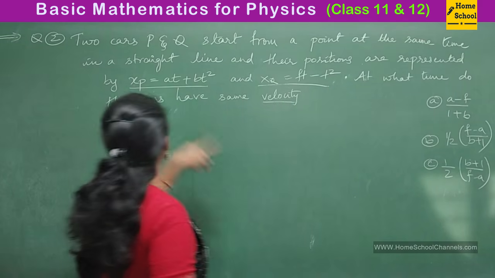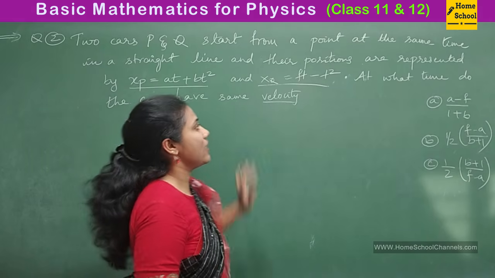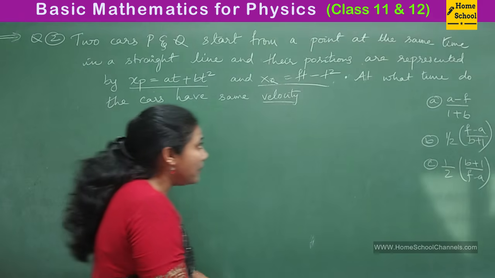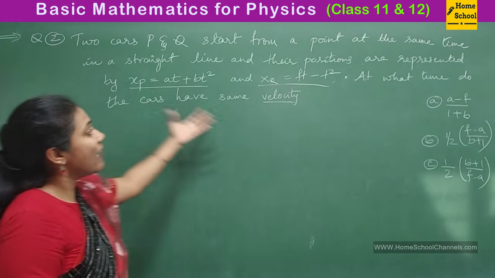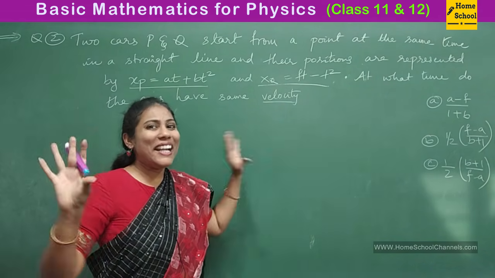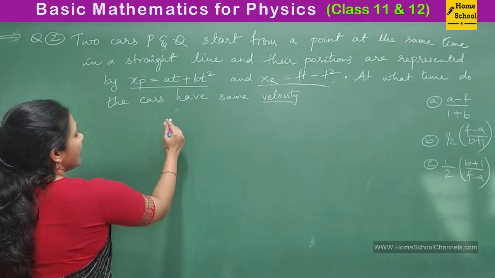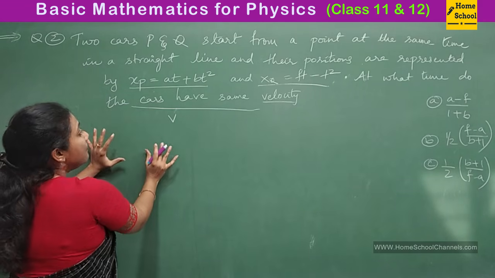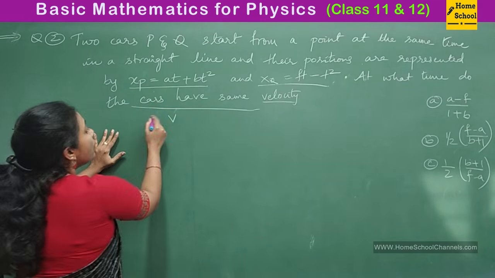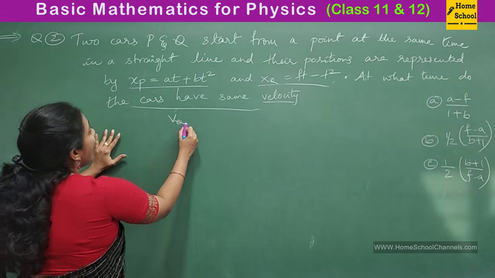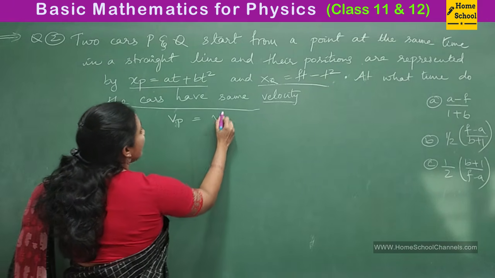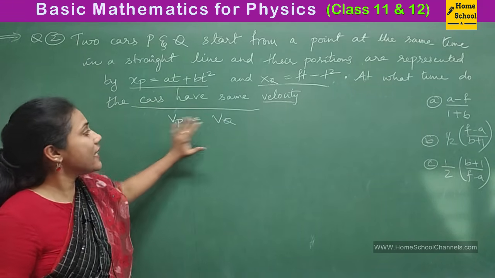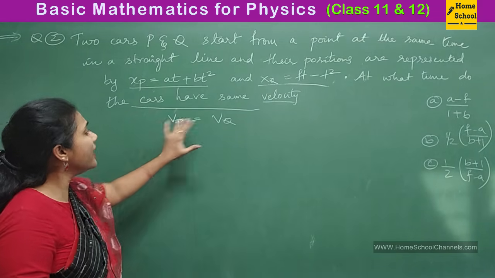At what time do the cars have the same velocity? So they are asking for some instant of time. At what instant of time do the cars have the same velocity? So they are telling us that at some time the cars have the same velocity, and that time we have to find out. So at some time the velocity of car P is equal to the velocity of car Q. These velocities are instantaneous velocities. So let me find it out.